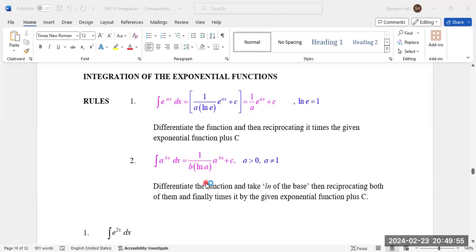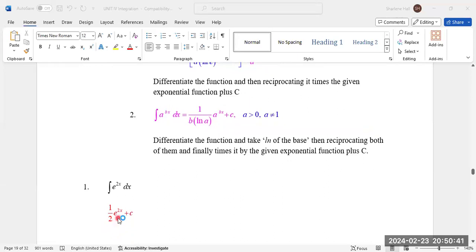All right, let us look at that working out. e to the 2x. Remember I said I'm going to differentiate the power 2x, don't I? Yes, sir. I'm going to reciprocate it, so I'm going to get 1 over 2. But because the base here is e, I'm going to write ln e. Then 1 over 2 ln e, and then put back the e to the 2x. But ln e is equal to 1, so I'm going to have 1 over 2 times 1, e to the 2x, plus c.